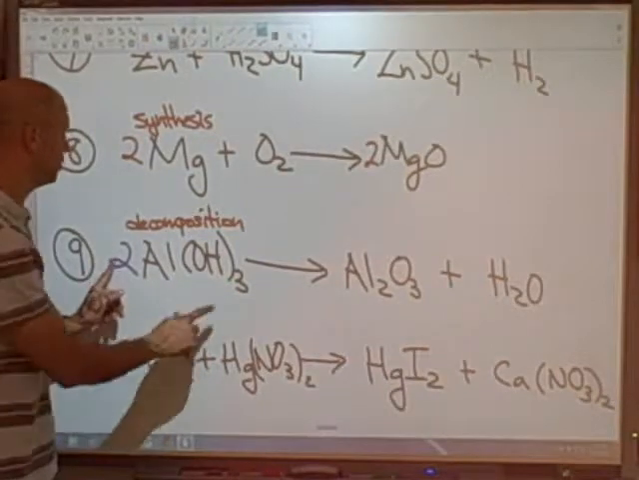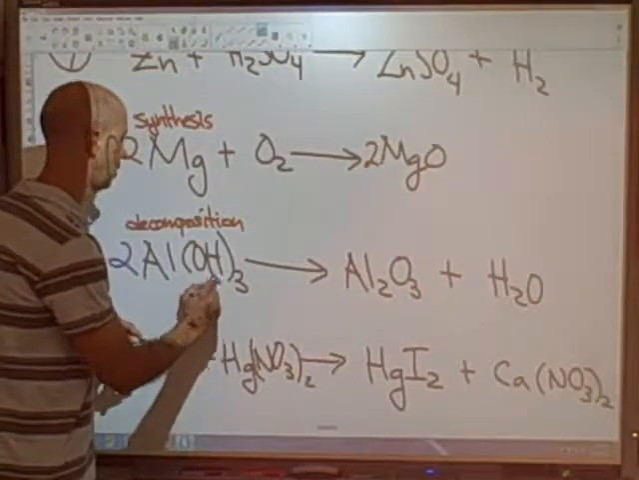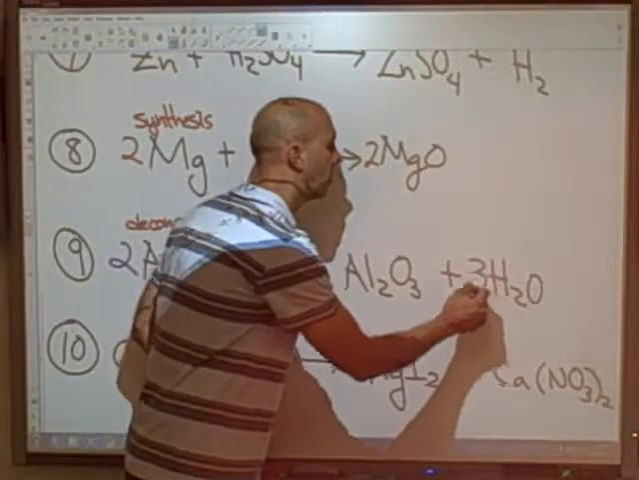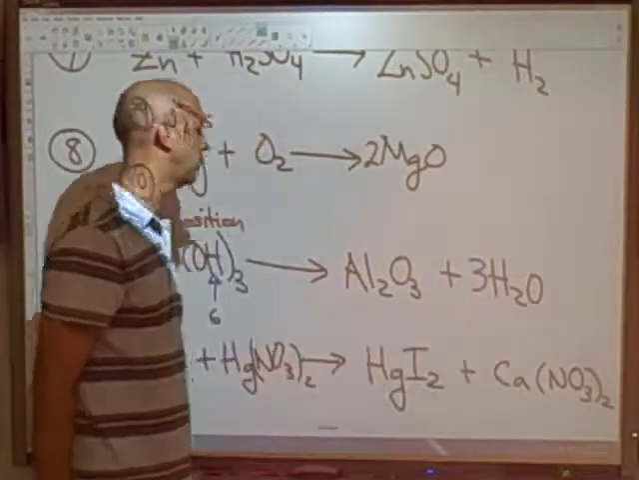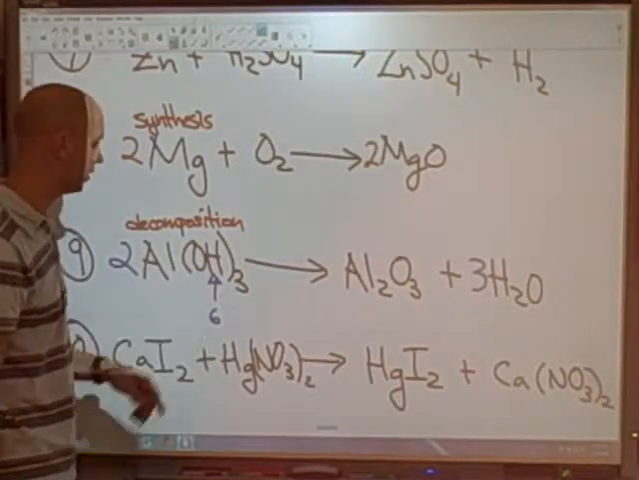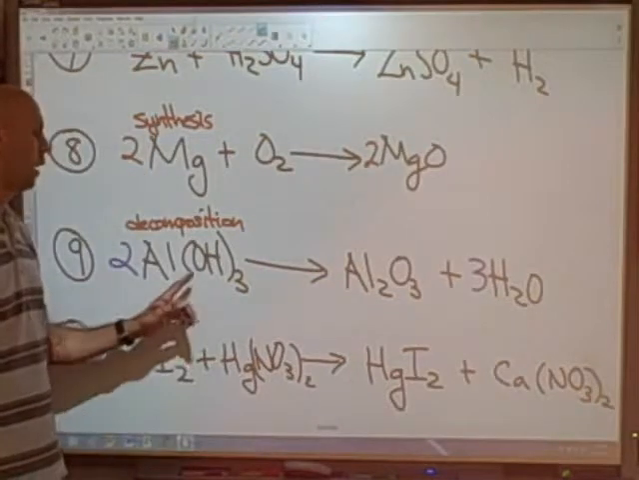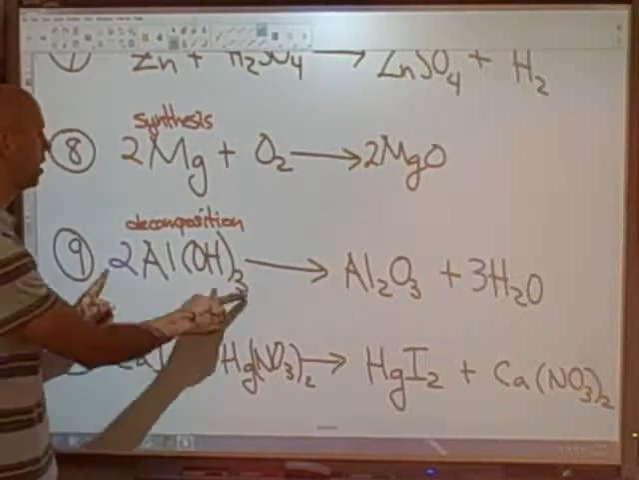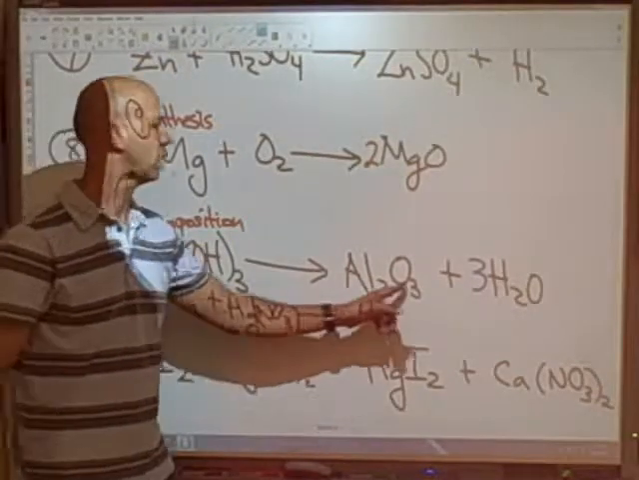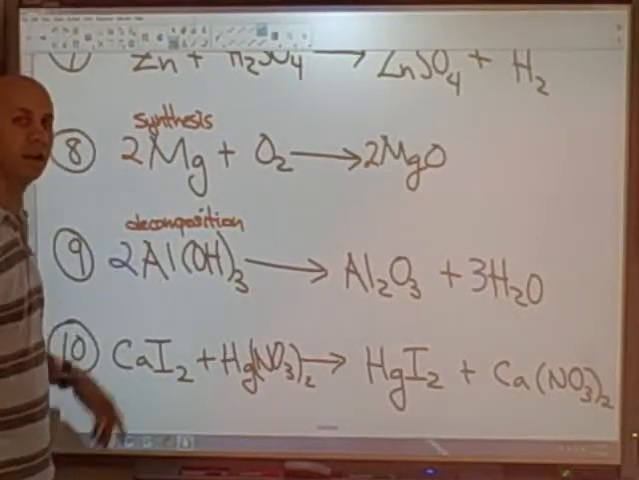Now let's look at the hydrogens. I've got 2 times 3 is 6 hydrogens on this side. And on this side, I have 2 hydrogens. So I'm going to give this guy a 3, because 2 times 3 will now be equal to 6. That 6 will balance out with this 6 on this side. Now I look at the other players. How many oxygens do I have here? I've got 2 times 3 is 6 oxygens there. I've got 3 there and 3 more. So now my equation is balanced. This is a decomposition reaction.